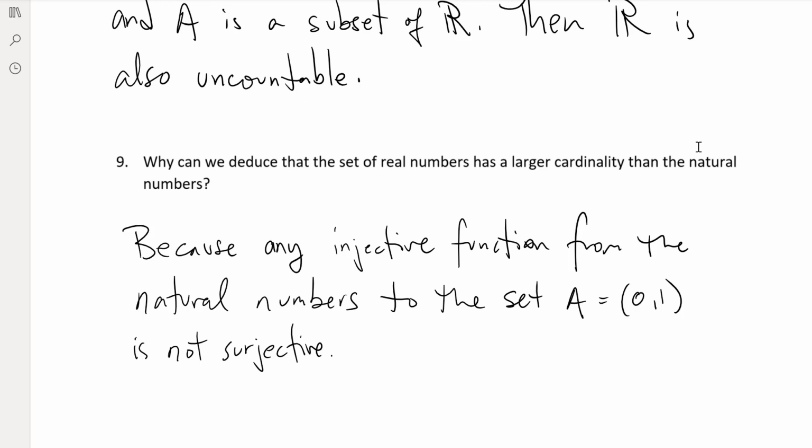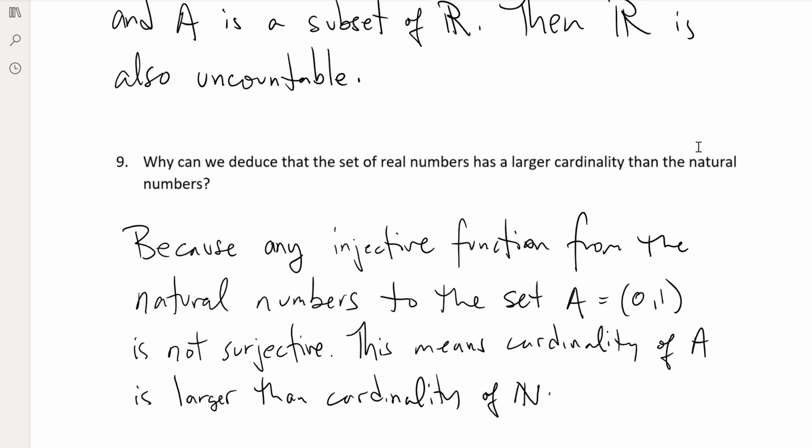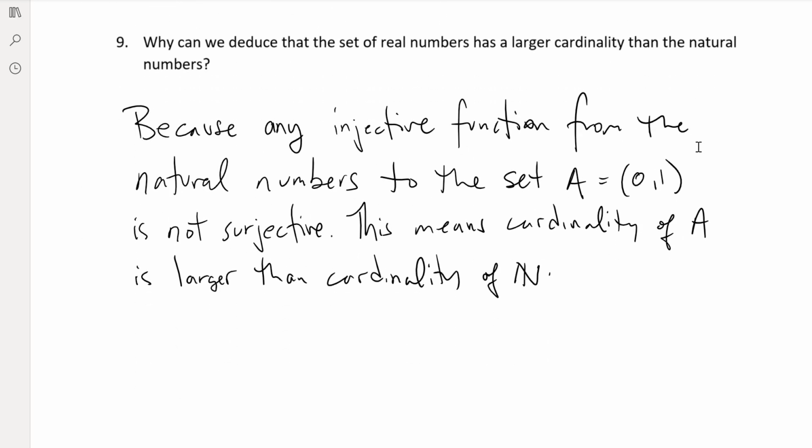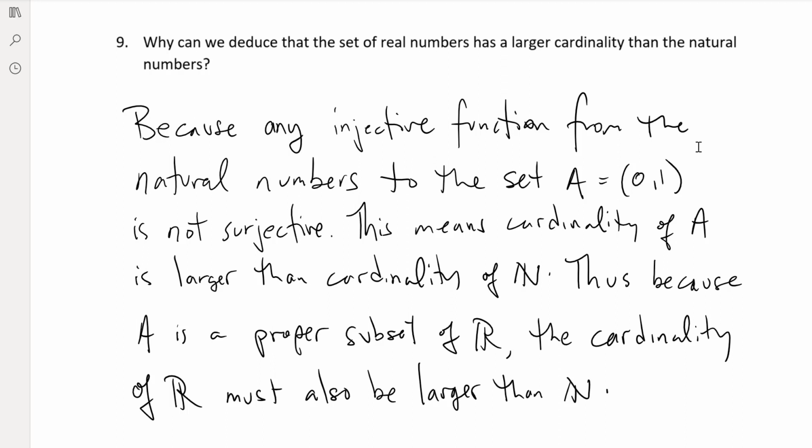There would always be some additional element, like the value D that we constructed in that proof. This means the cardinality of the set A is actually larger than the cardinality of the natural numbers. In other words, there are more elements between 0 and 1 than there are natural numbers. And the set 0 to 1, that open interval, is only a subset of the entire set of real numbers. So, because A is only a proper subset of the real numbers, the cardinality of the set R must also be larger than the cardinality of the set N.